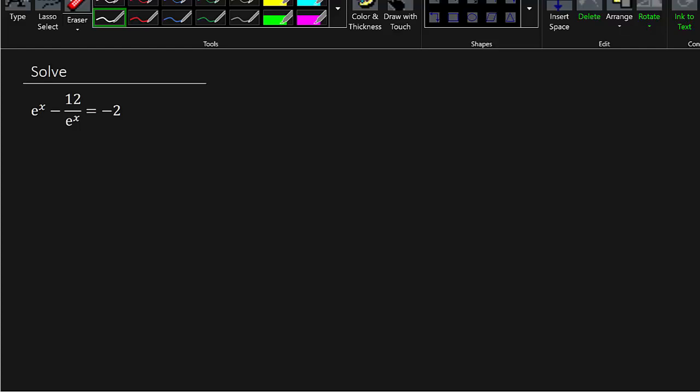We got a problem here to work, so let's go ahead and get started on it. Now, how in the world are we supposed to work this problem? e to the x minus 12 over e to the x equals negative 2.